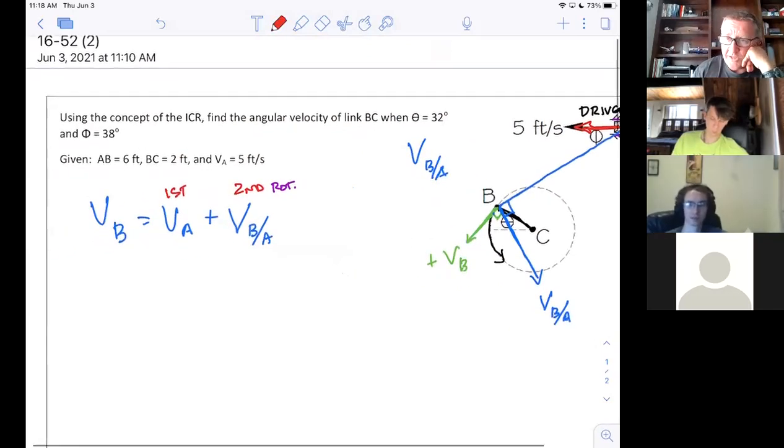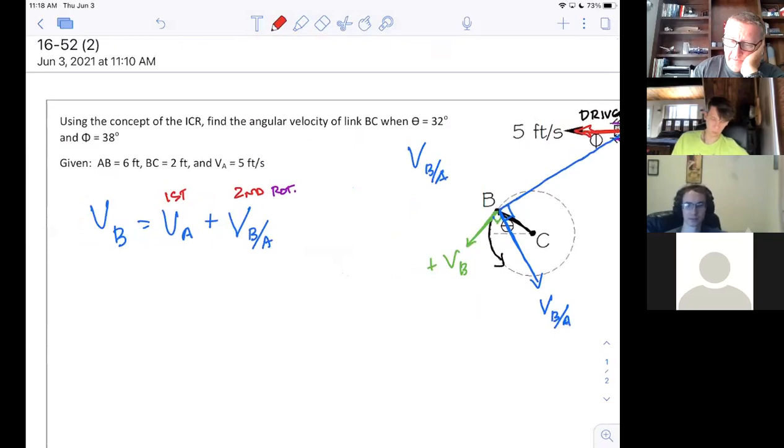So it makes sense logically, even without having a note sheet, that I would have V of B over here. I want to know what happens to the velocity of B. And we say, well, it depends on what A is doing and how B is rotating around A. That's the basic conceptual underpinnings to how this works.